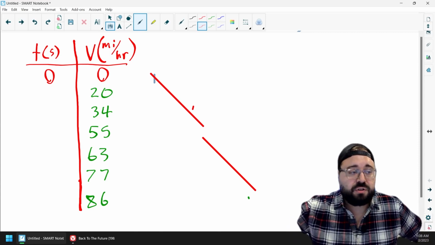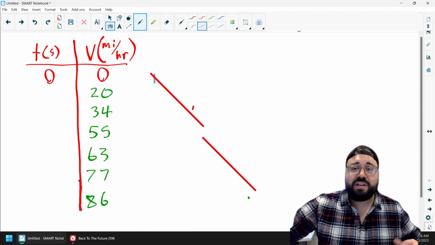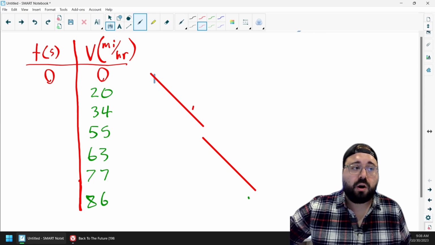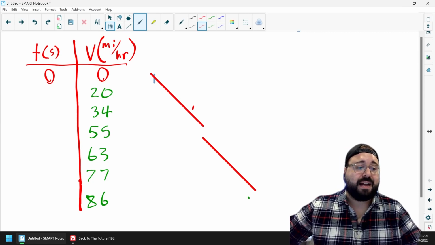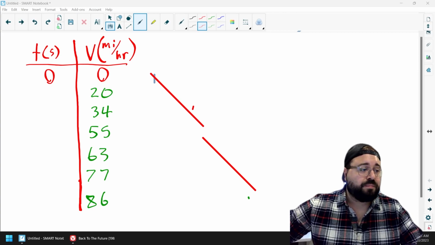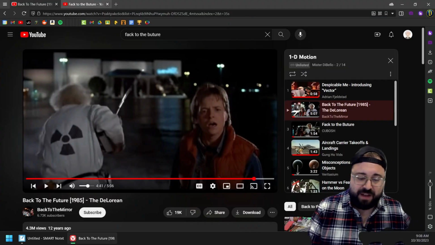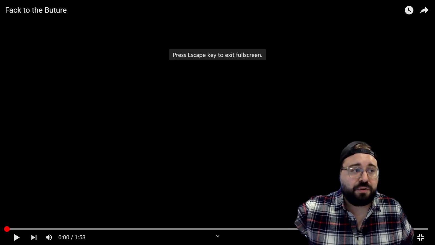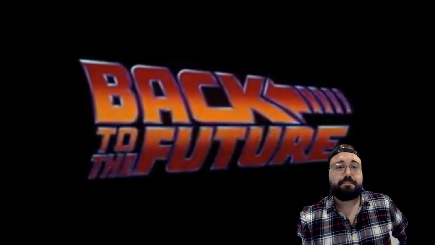All of the numbers on the screen were backwards. So I went to YouTube and I tried to find a version where all the numbers on the screen were forwards. But there was a little bit of an issue with that. I found one version. However, it is titled not Back to the Future, but Fact to the Future, because it is indeed Back to the Future played in reverse. So we can watch this whole scene back, but this time backwards.